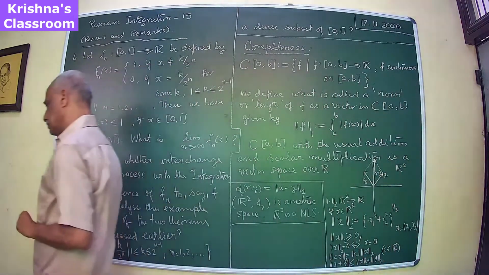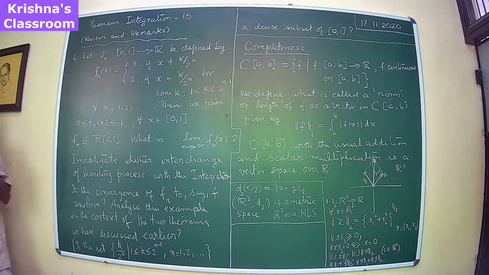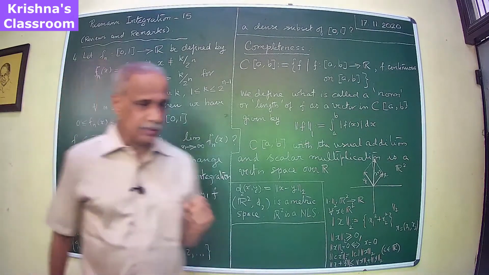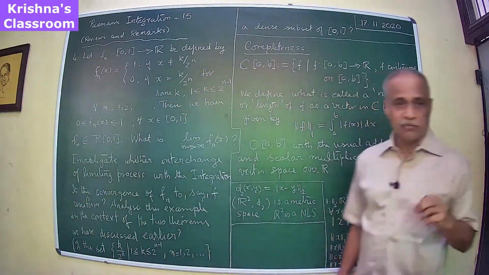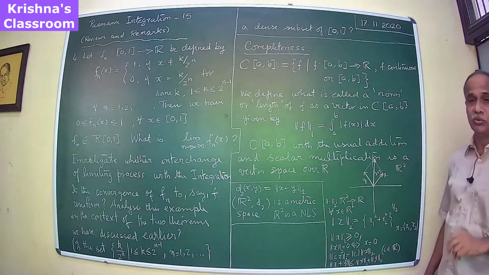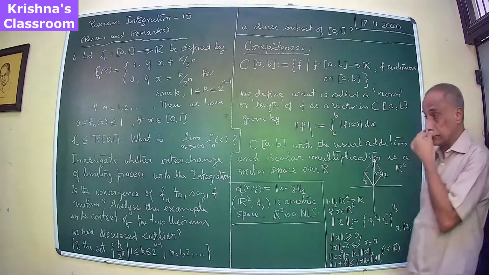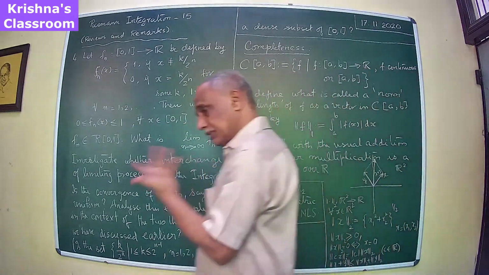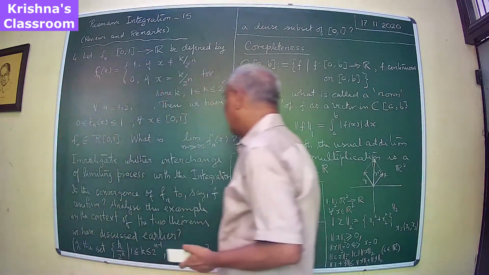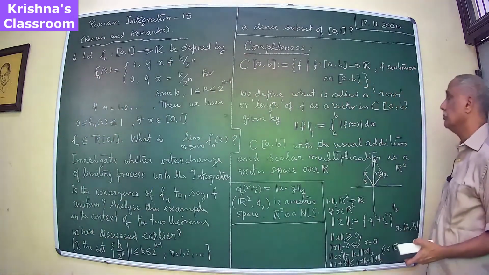However, every normed linear space is a metric space. But to define a metric space, you do not require a linear space structure on the space. That's something that you can see. That's why I didn't mention that last time.